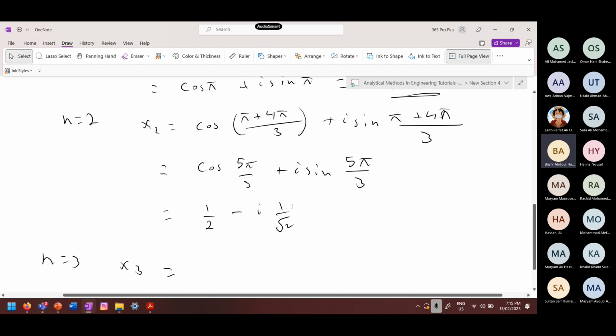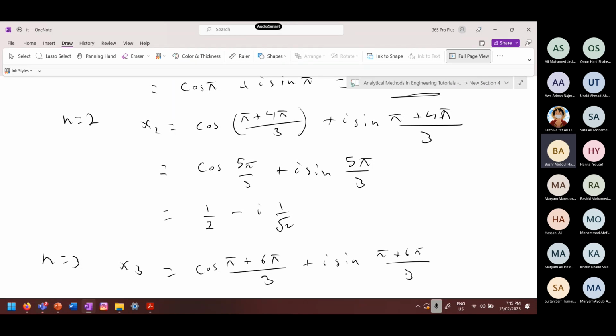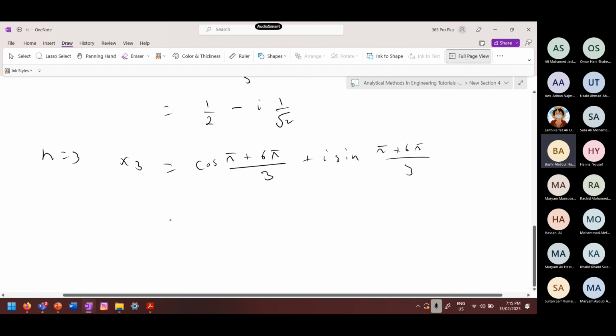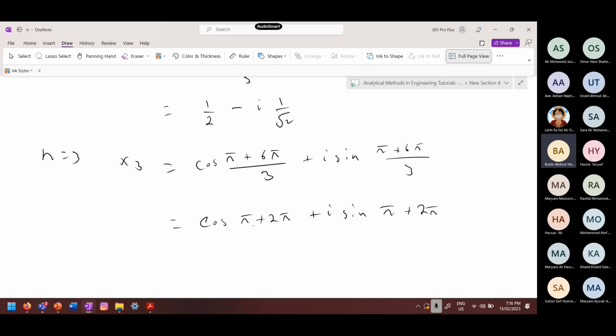You will solve it. You'll get cosine pi plus 3 times 2 is 6 pi over 3 plus I sine pi plus 6 pi over 3. Now we need to simplify it. 7 pi over 3 is equal to cosine pi plus 2 pi plus I sine pi plus 2 pi. Do you get how we get this from here? Do you understand how we got this from here?